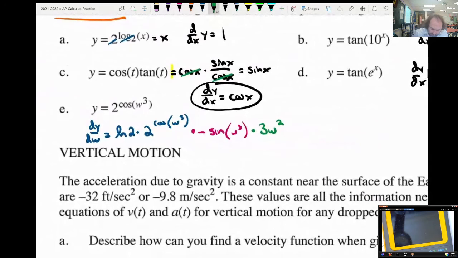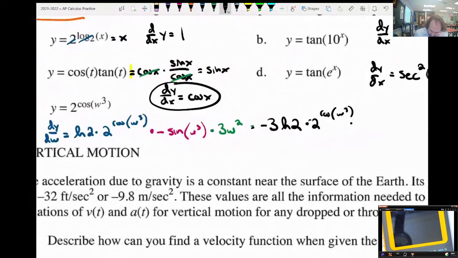Now, you can clean this up considerably, I suppose. You can gather the negative. Let's put negative 3 natural log of 2 out in front. That's usually what you see in these problems. Then you have your 2 times 2 to the cosine of w to the third power times the sine of w to the third times w squared will be the last part of that answer.